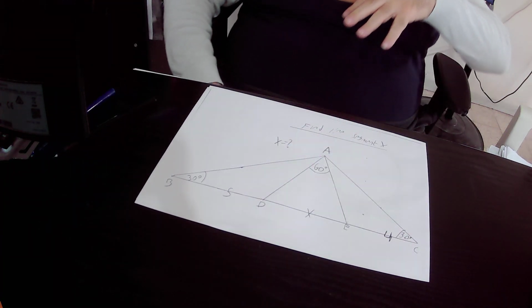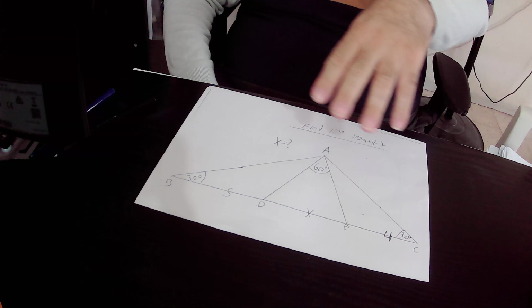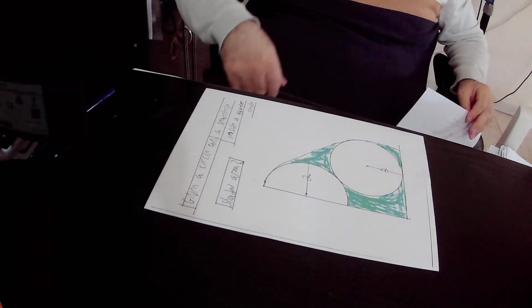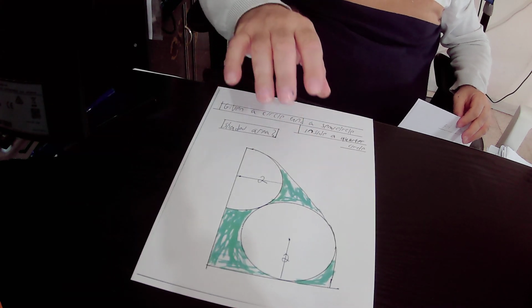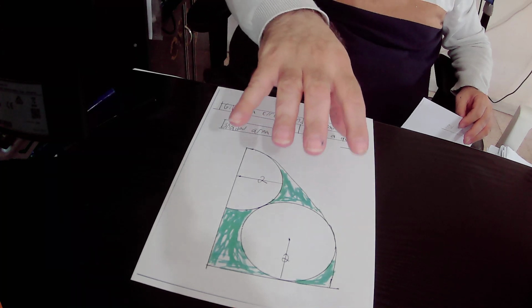Hello, in this lecture we'll answer two questions. In the first question, we find out the length of line segment X that is equal to DE, and in the second question, we will find out the value of the shaded area that is inside this quarter circle.